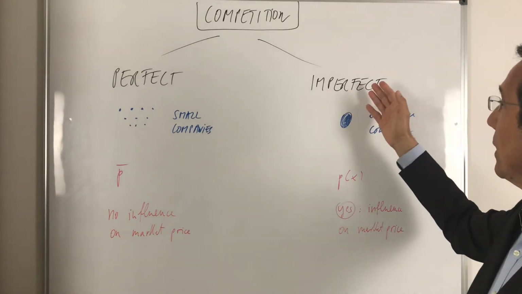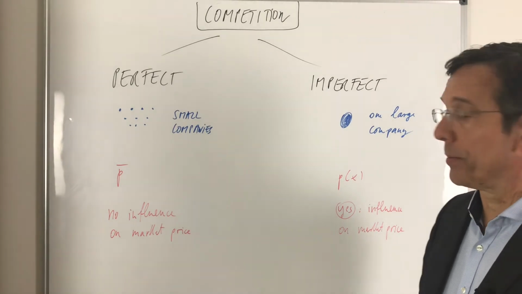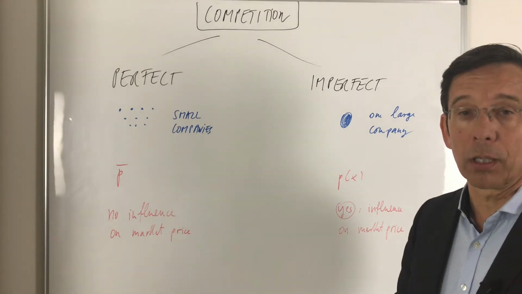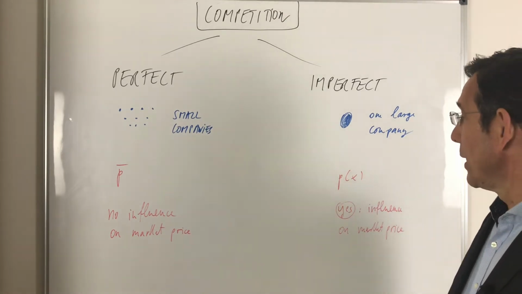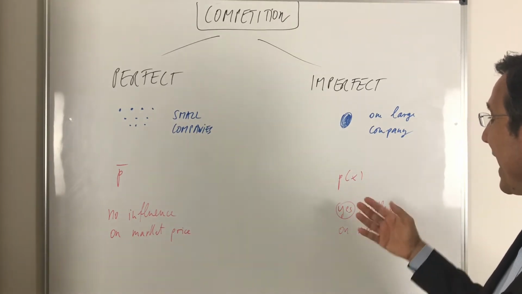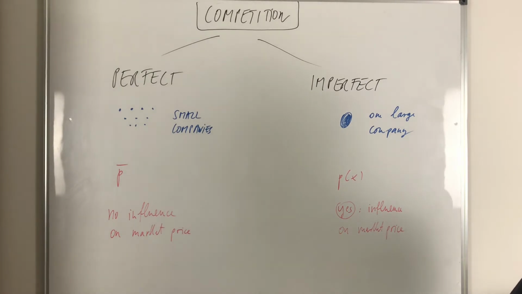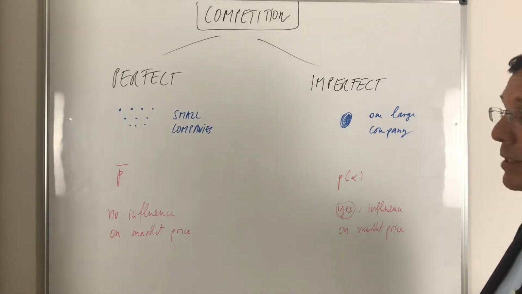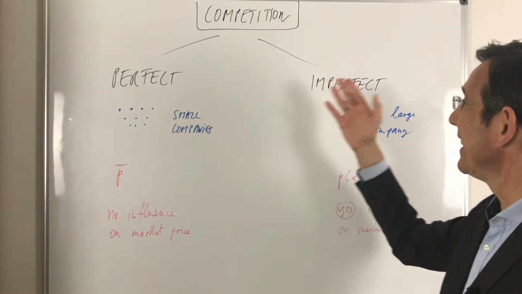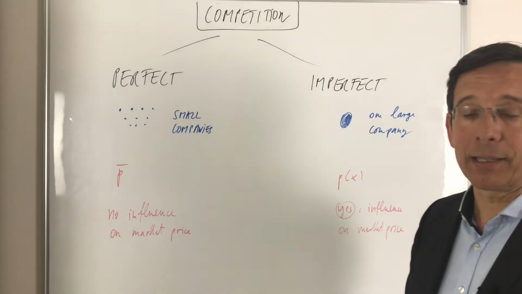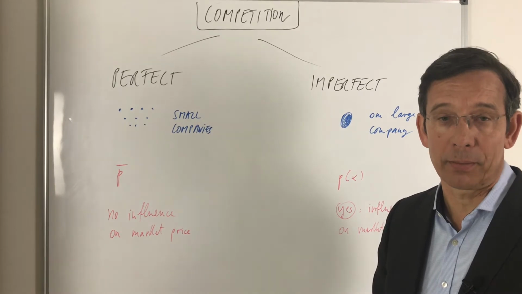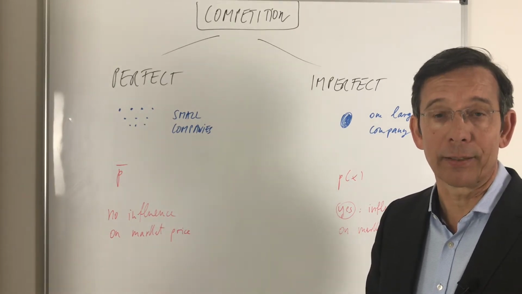Whereas imperfect competition means, in fact, a monopoly. There's one large company, and this large company has an influence on the market price, right? And that's the main difference between perfect and imperfect competition. So what does that now mean for profit maximization? Let's have a look at that.